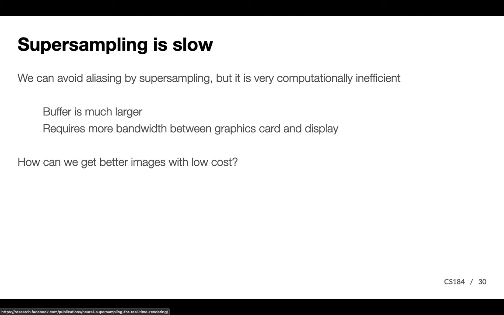So the first thing to think about, the motivation here, is that supersampling is slow, right? So we can avoid aliasing by supersampling. We've learned about this and we know how this can be done, and we're going to do it in Project 1. But it is computationally inefficient, especially the higher and higher resolution you want to get to, right? The buffer of stuff you have to store is much larger, and it requires a lot more bandwidth between graphics cards, displays, things like that. So the costs add up quickly, right?